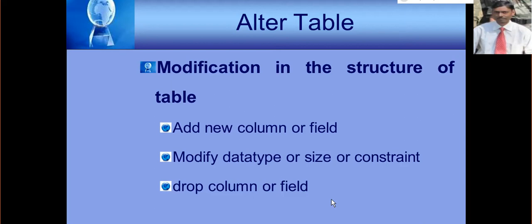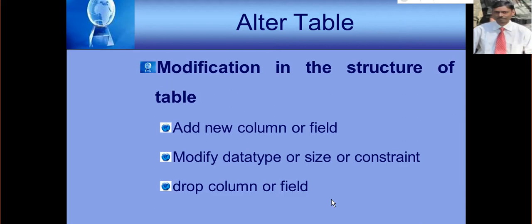We can modify the structure of a table in three ways. First, by adding some more columns or fields in the table, or we can modify the data type or size of a column or field, or we can modify the constraints. Like if we have not created a primary key, then we can add the primary key there. We can add foreign key constraints there. Okay, we can add a not null constraint there for any field. So that is the modification of structure.